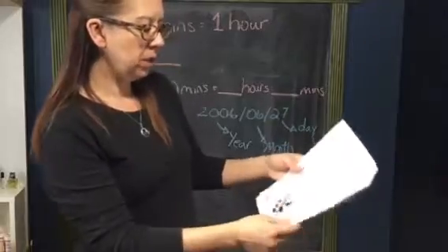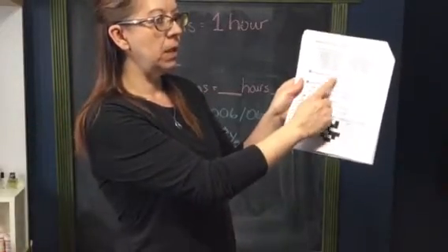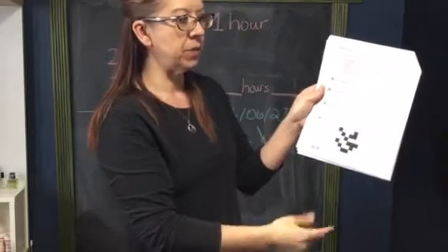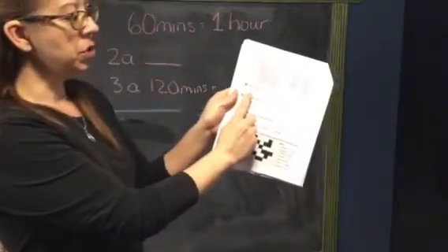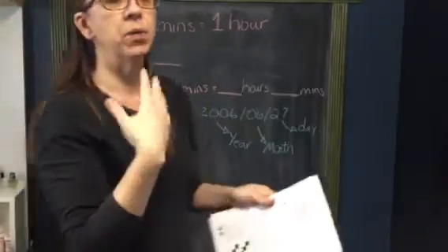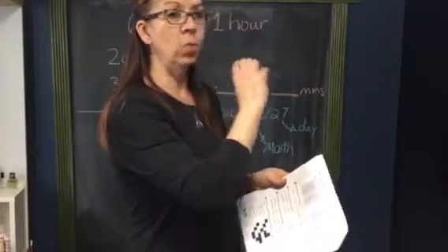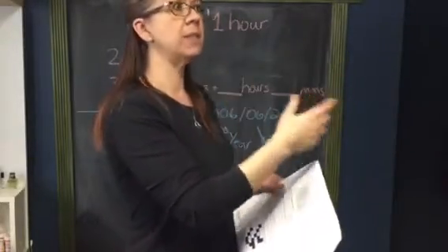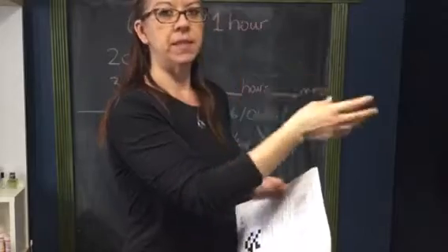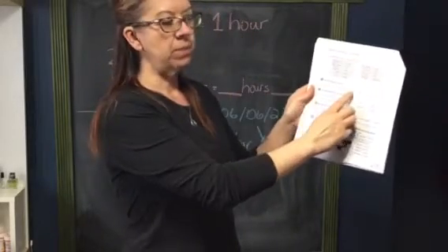Okay, so for page 23 today, question number 1 asks how many days are in 2 weeks. If I look on a calendar, a week is 7 days, so in 2 weeks I would have 7 days plus 7 days, 14 days. So that's how I'm going to figure out these.